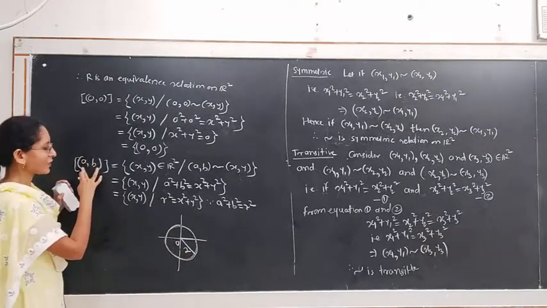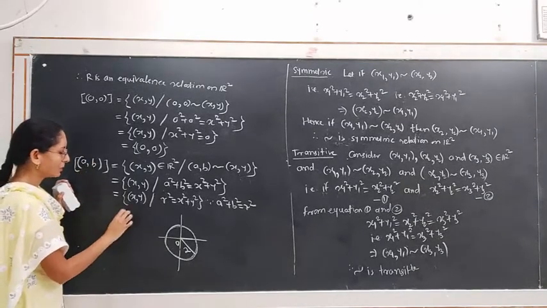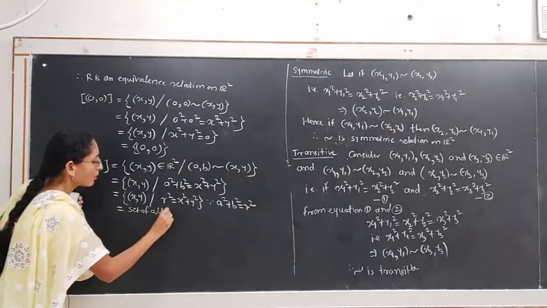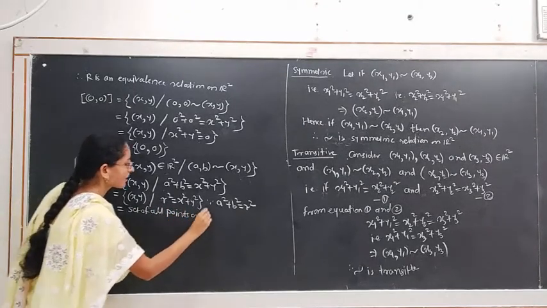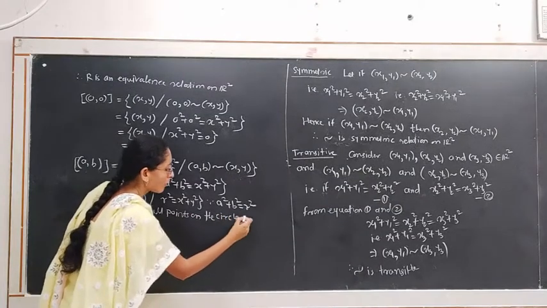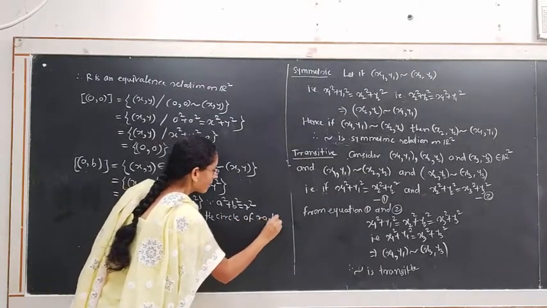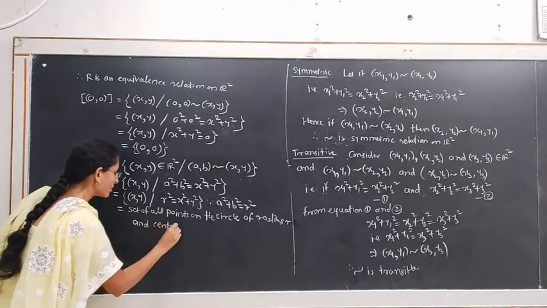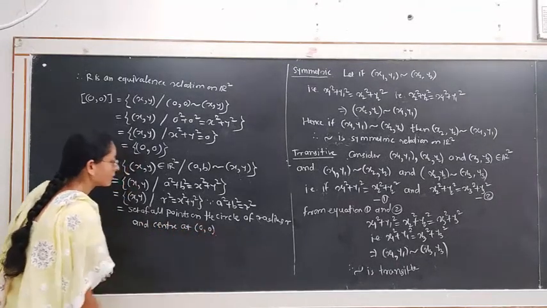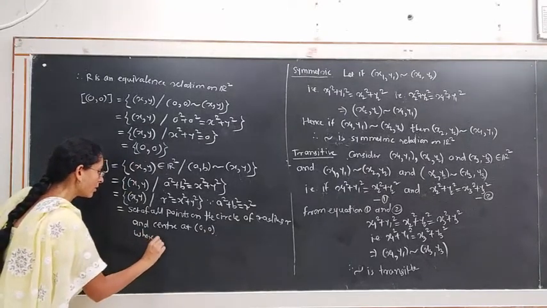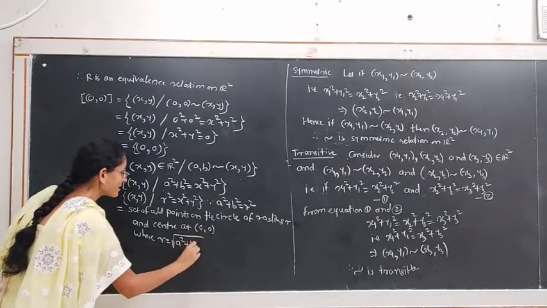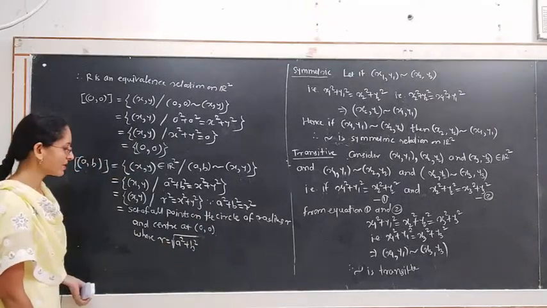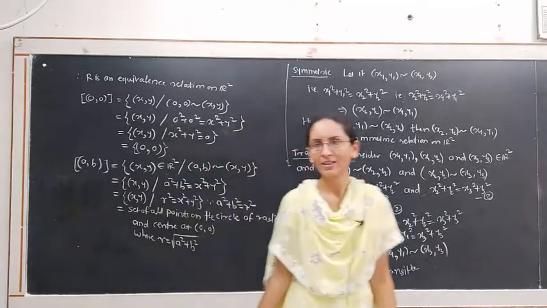Therefore, the equivalence class of (a, b) is equal to the set of all points on the circle of radius r and center at 0, where r is equal to the square root of a square plus b square, because we considered r square is equal to a square plus b square, hence r is equal to the square root of a square plus b square. Hence this relation R is an equivalence relation.